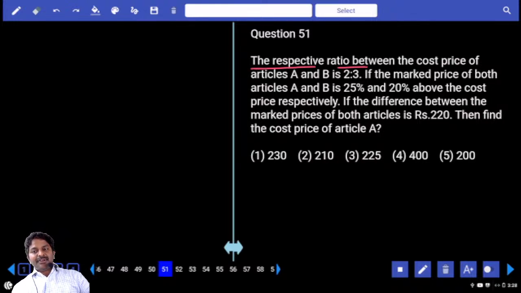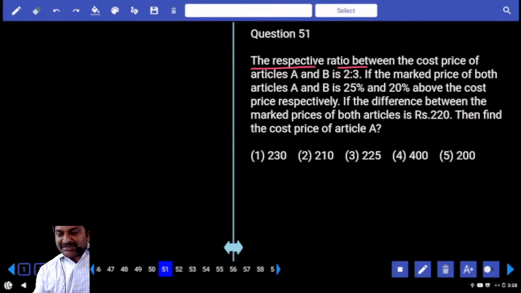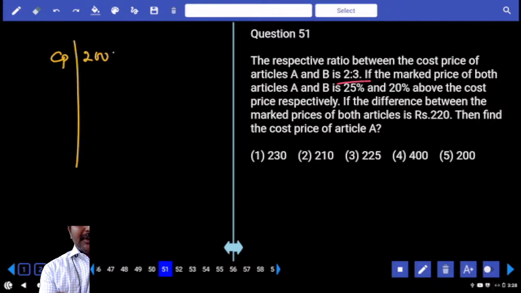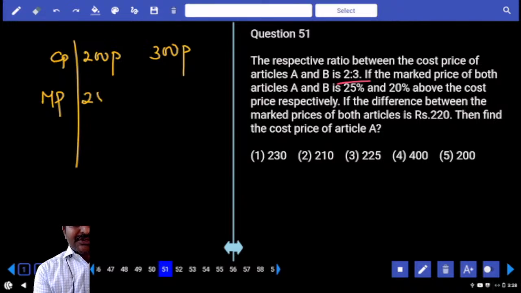The respective ratio between cost price of article A and B is 2:3. The market price of both articles is 25% and 20% above the cost price respectively. The difference between the market price of both articles is 320. Then find the cost price of the article. Cost prices ratio 2:3. I'll start taking 200 parts and then 300 parts. Market price, one is 25% more, which is 250 parts. The other is 20% more, that is 360 parts.